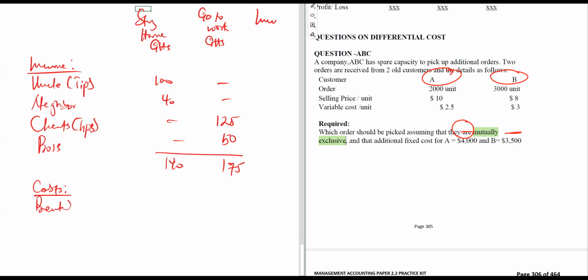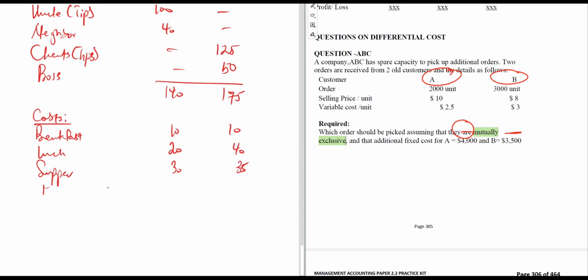Breakfast, 10 cedis each. Lunch, 20, 40. 20, 40, right? Then we had supper, 30, 35. 30, 35, also. Then we had what? Data, not so? Data 30, 20. Then we have girlfriend, also 50 cedis.